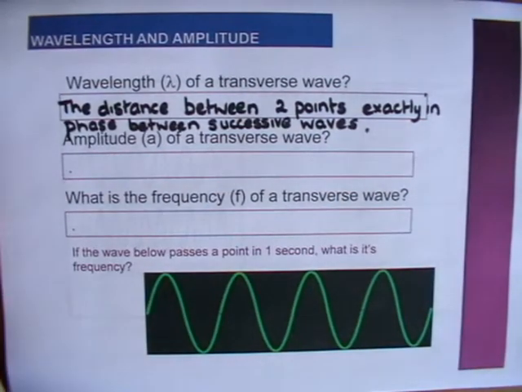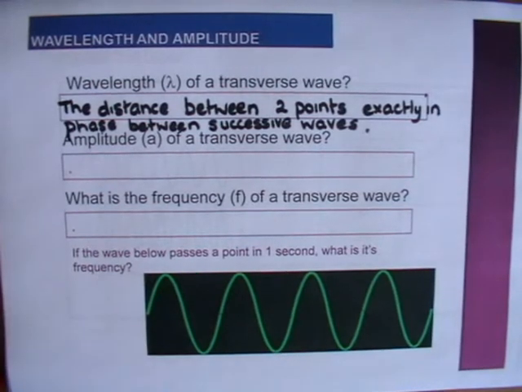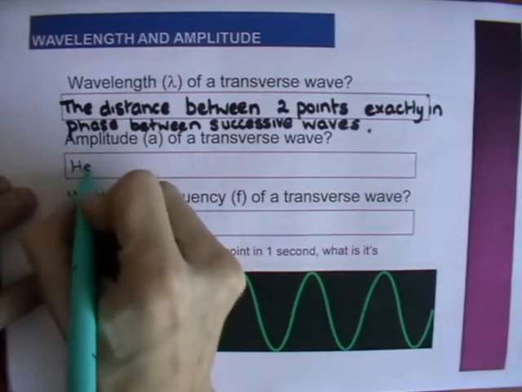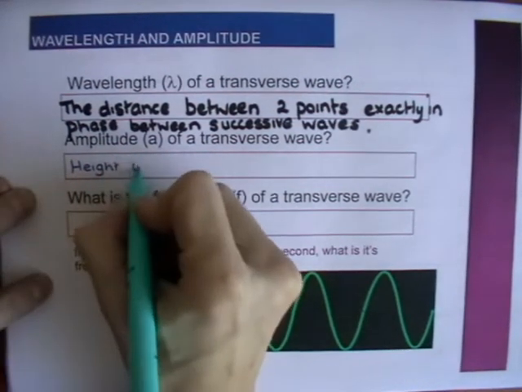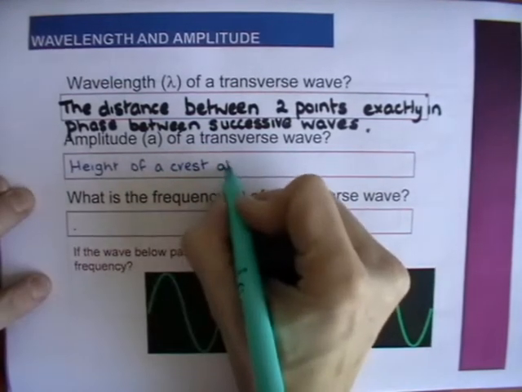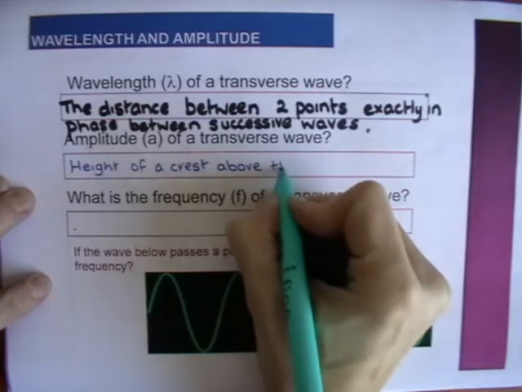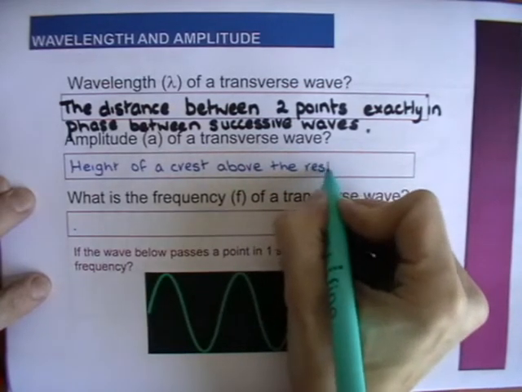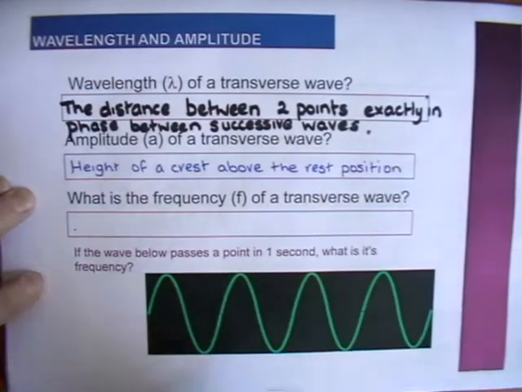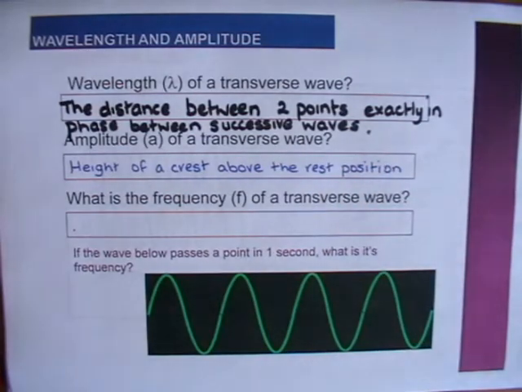So 2 points exactly in phase. So that means a crest to the next crest, a trough to the next trough. Next definition is amplitude, and it's the height of a crest. And where is it the height? Above. It's above the rest position. Now it could also be the depth of a trough below the rest position, of course.